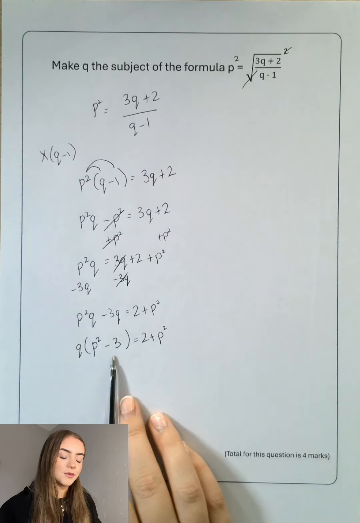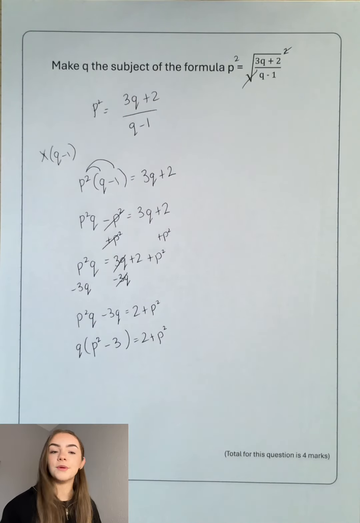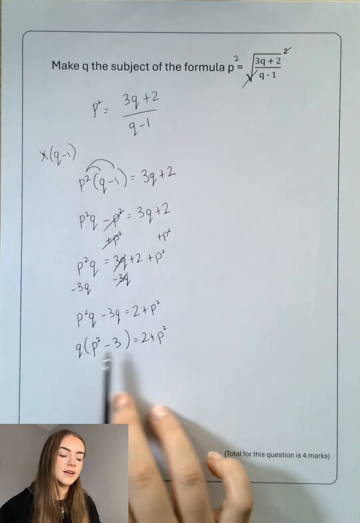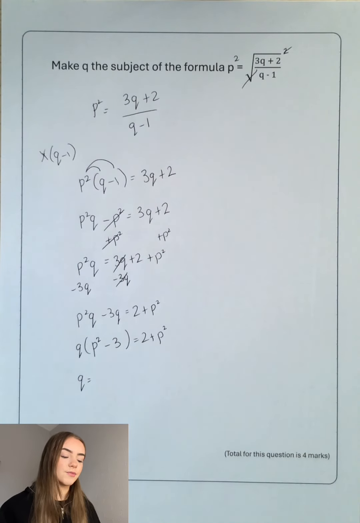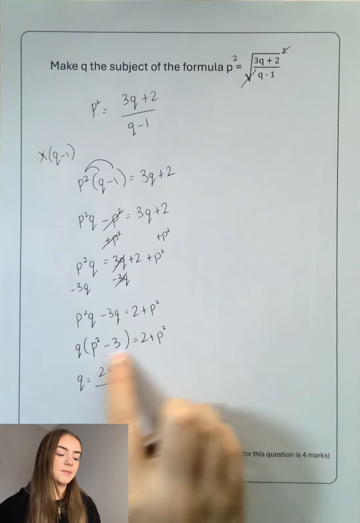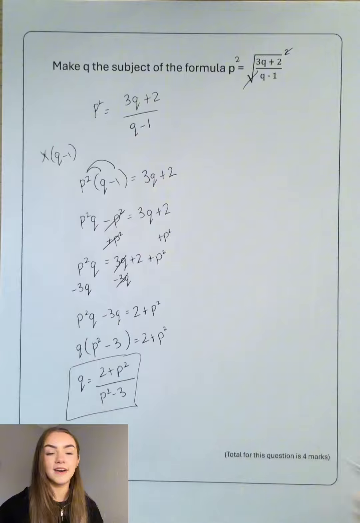Since Q is multiplied by this bracket P squared minus 3, to get rid of this bracket, we'll do the opposite, which is to divide by that bracket. When we divide both sides by this bracket P squared minus 3, on the left hand side it will cancel out, leaving us with Q. And on the right hand side we'll have 2 plus P squared, and this will all be divided by P squared minus 3. So this will be our final answer.